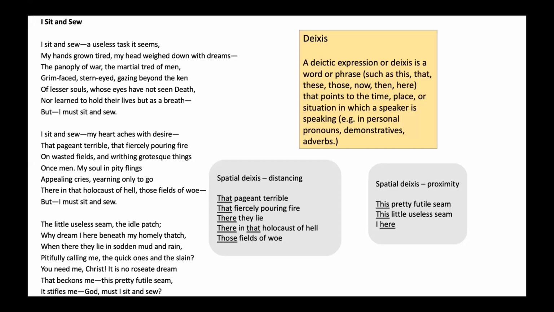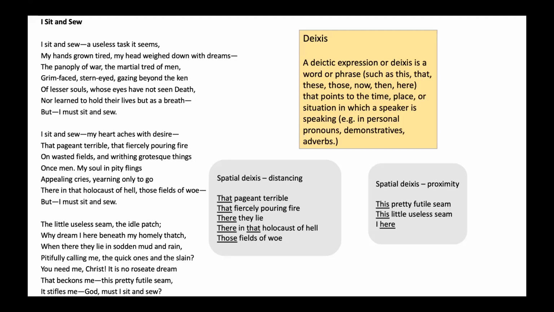And by contrast then, you might look at the proximity that's conveyed in spatial deixis used to describe herself and her own location. So this, for instance, pretty futile seam as she's looking at her sewing, this little useless seam, and I here. So the proximity to these smaller objects like the seam there, for instance, of the speaker, perhaps helps to convey her sense of powerlessness in what she's actually able to do, which is only to sit and sew for the war effort, as compared to these men who are away fighting, for example.